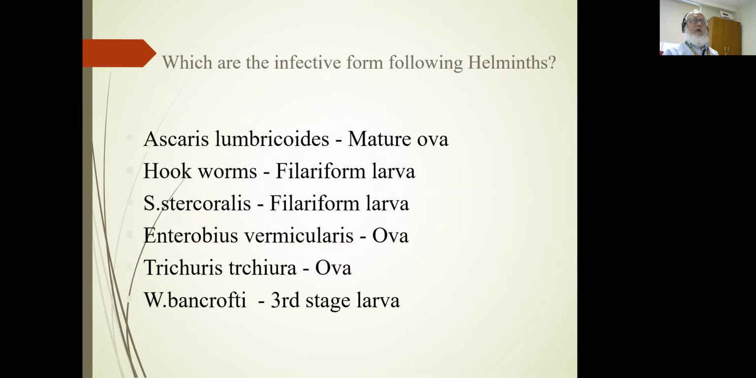What are the infective forms of the following illnesses? Ascaris lumbricoides, mature ova. Hookworms, filariform larva. Strongyloides stercoralis, filariform larva. Enterobius vermicularis, ova. Trichuris trichiura, ova. And Wuchereria bancrofti, 3rd stage larva.